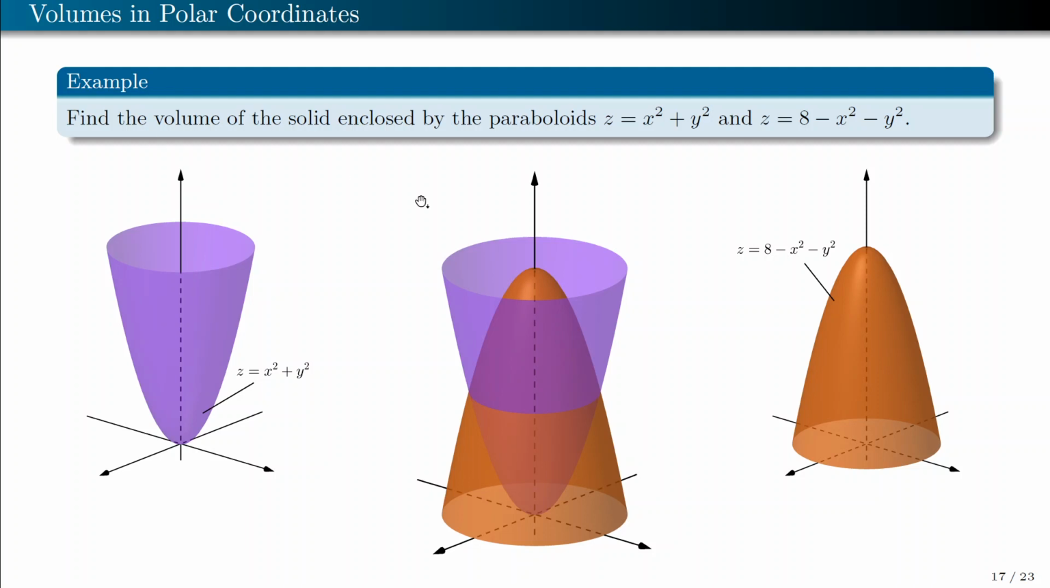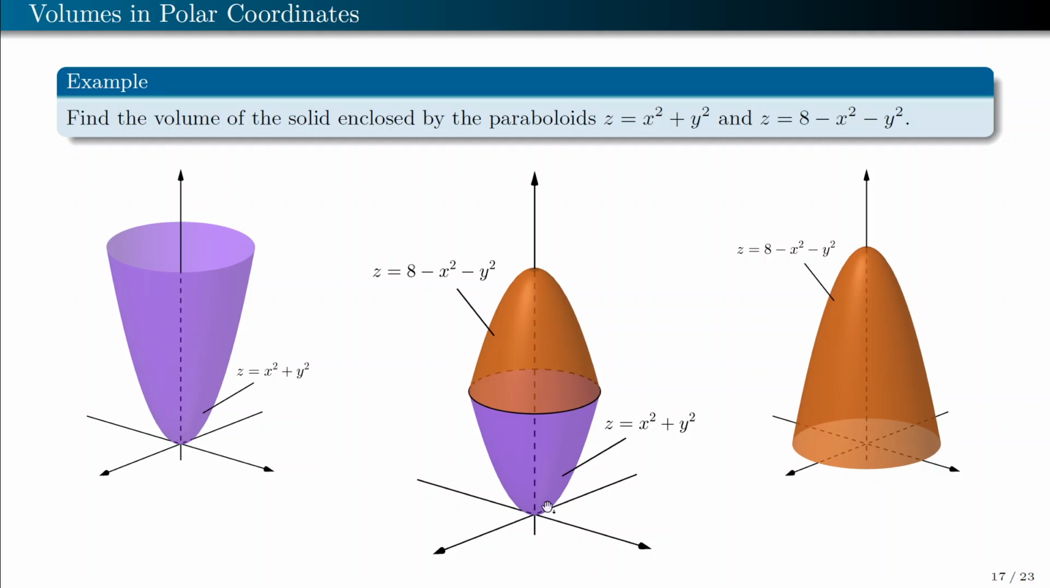From this, try to imagine or find the solid described in this example: the solid enclosed by the paraboloids. Okay, you can see this part, right? This is the solid described by our instruction. So cleaning up this illustration, we have this. The upper part is a portion of z equals 8 minus x squared minus y squared, and the lower part is a portion of z equals x squared plus y squared. So this is the solid whose volume we want to find.